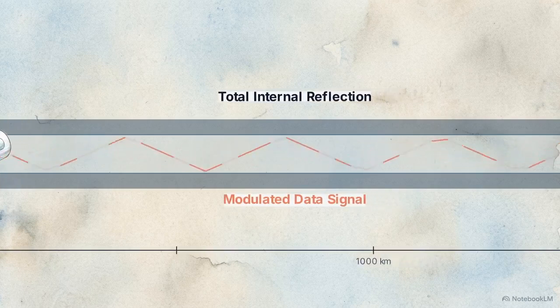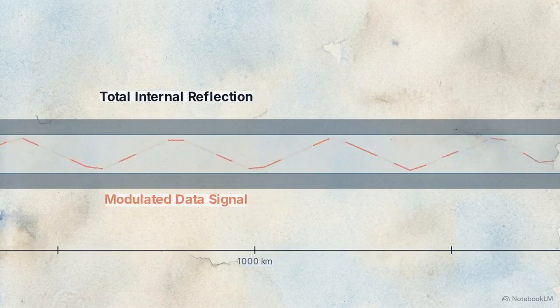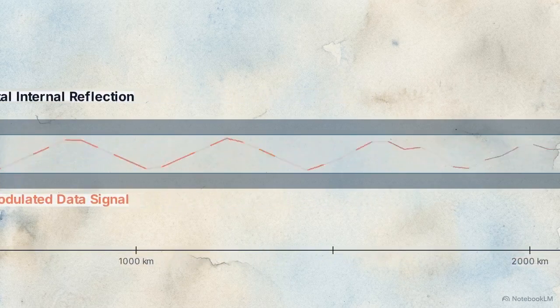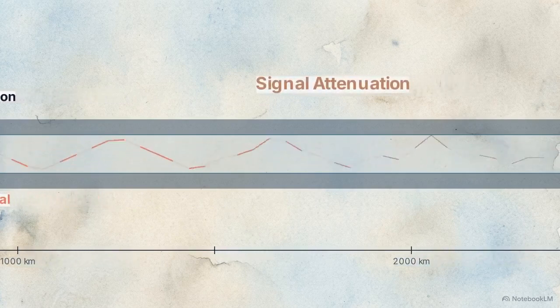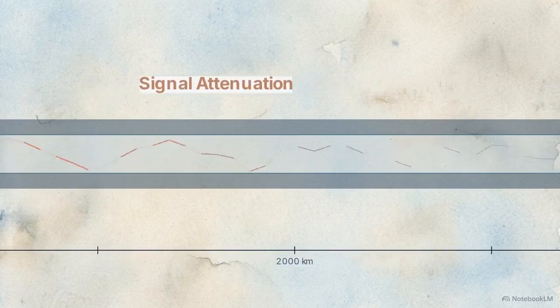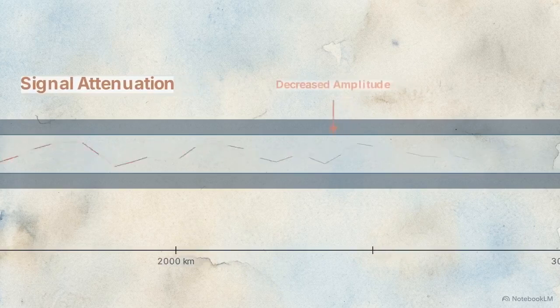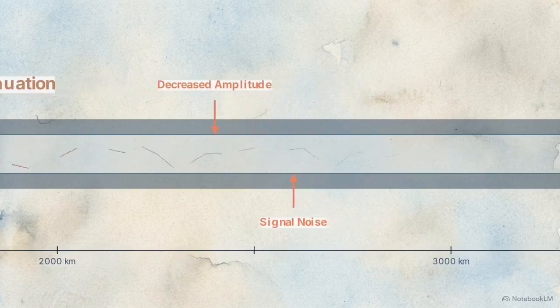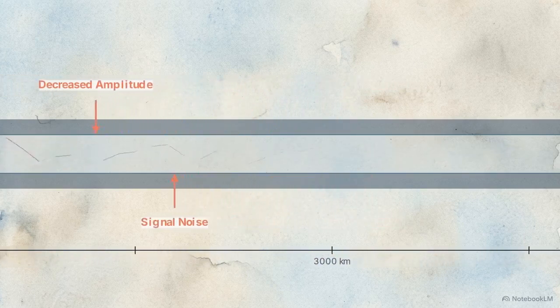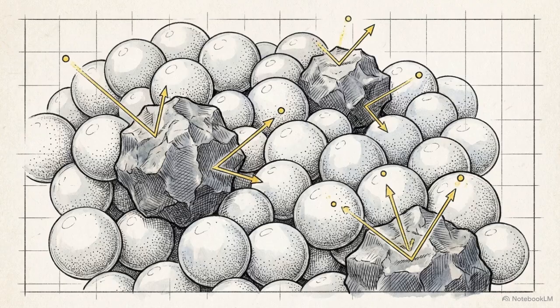However, this transmission mechanism faces a strict physical constraint, geographic distance. As these photons travel through thousands of miles of transoceanic cable, the signal undergoes attenuation. Attenuation is the gradual loss of signal strength and clarity over distance. Even the purest silica glass contains microscopic impurities. Over long distances, these molecules inevitably absorb and scatter the traveling photons.